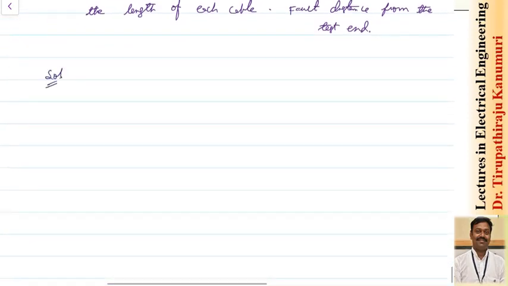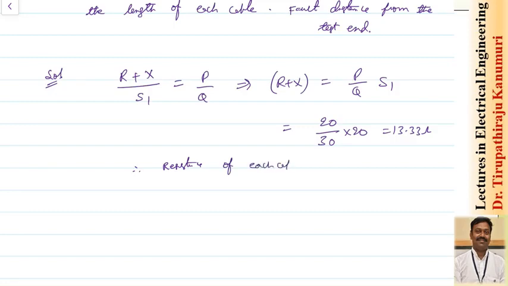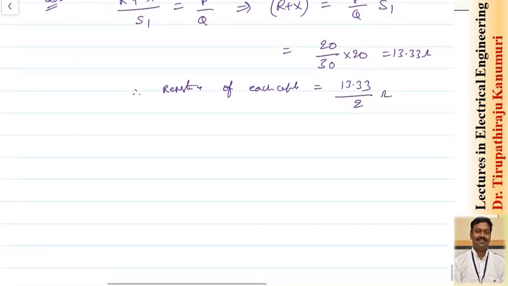So let us try to solve this one. When it is at position number 1, we know (R + X)/S1 = P/Q, or from this I can calculate R + X = (P/Q) × S1. You agree with me? So I am just substituting the values. It is 20 divided by 30 into 20. So this will be equal to 13.33 ohms. This is the total resistance of both cables combined together. So each cable will be half of this. So the resistance of each cable is equal to 13.33 divided by 2 ohms. Agree with me? So now let us calculate the length of each cable.